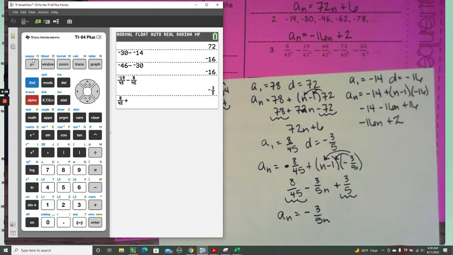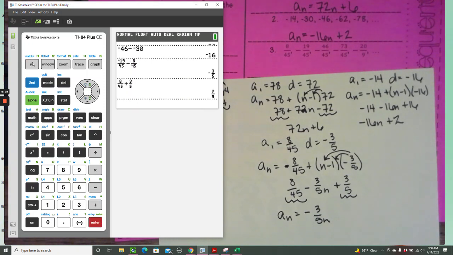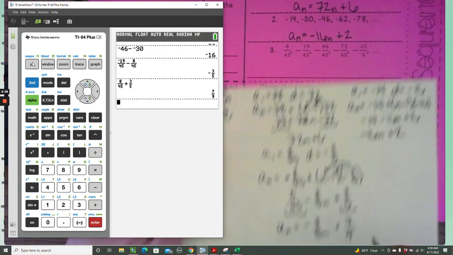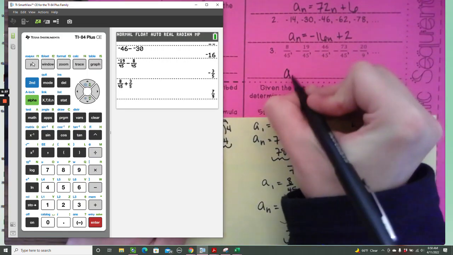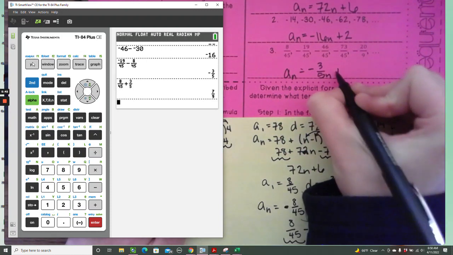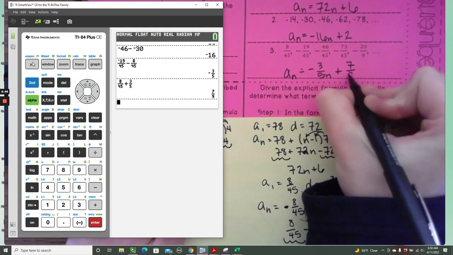plus 3 over 5 gives me a positive 7/9. So here I would have a_n equals negative 3/5 n plus 7 over 9.